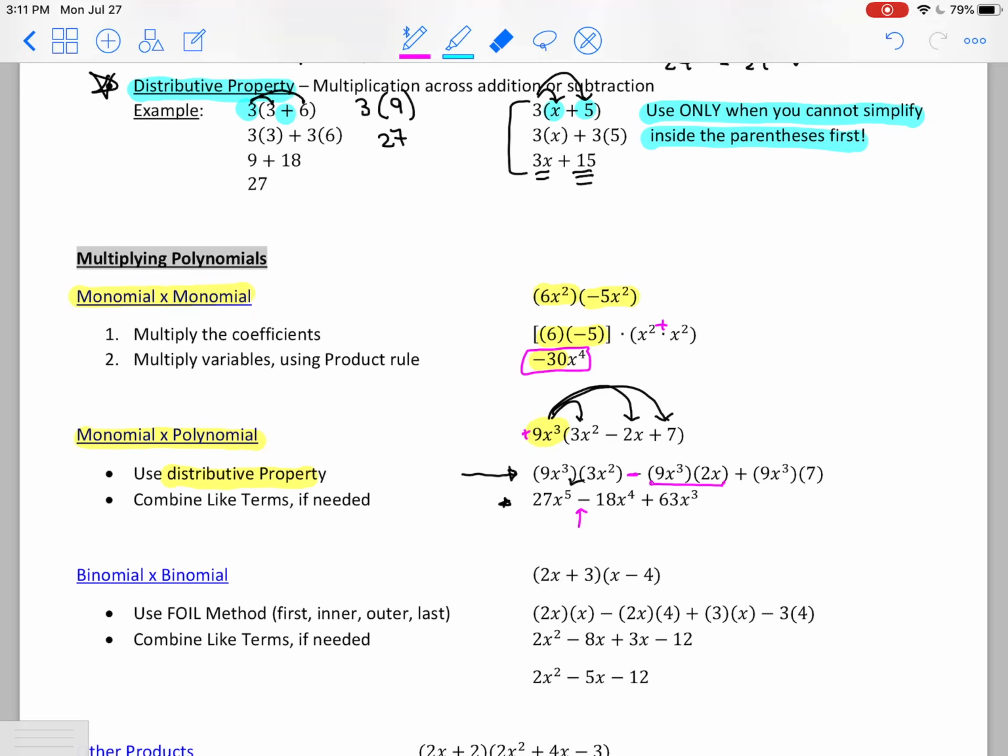And then, of course, we have the 9x cubed times the 7. And in the end, we have this nice polynomial. Now, I want you guys to notice here, it says combine like terms if needed. In this case, we don't have any like terms. We have x to the 5th, x to the 4th, and x cubed. So we don't have any like terms, so we can stop right there.